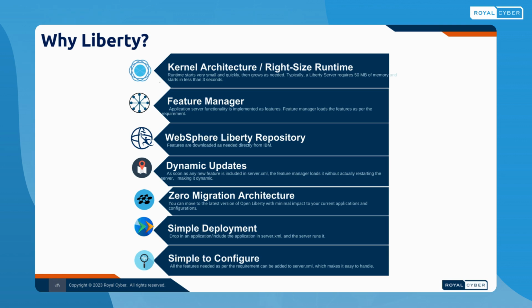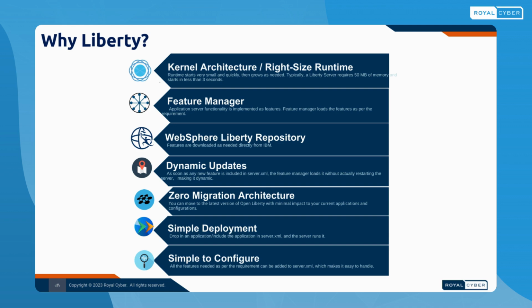Liberty is designed to be fast and lightweight. It starts quickly, uses less memory, and works really well with containers, DevOps, and microservices. Its kernel architecture is smart. It only loads what your application actually needs, which makes it faster and more efficient. With the Feature Manager, you can turn on just the features your app needs, keeping the runtime small and secure. The Liberty repository gives you ready-made features and extensions, so you don't have to build everything from scratch.